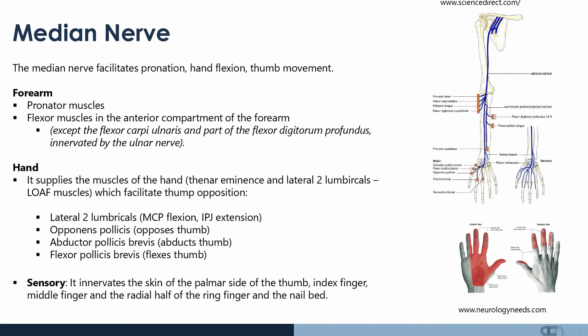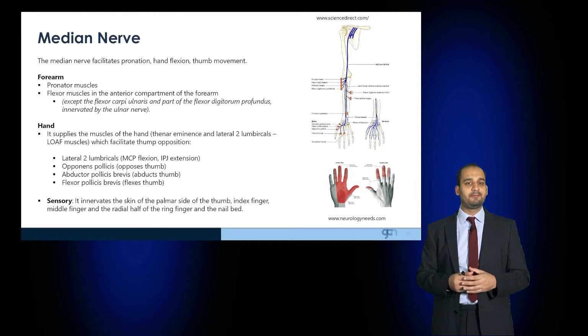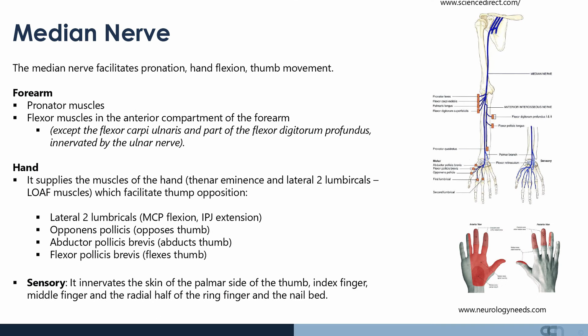These include the lateral two lumbricals, which are involved in metacarpophalangeal flexion and interphalangeal extension, the opponens pollicis, which facilitates the opposition of the thumb, the abductor pollicis brevis, which abducts the thumb, and the flexor pollicis brevis, which flexes the thumb. The median nerve has a specific area of sensory innervation. It innervates predominantly the skin of the palmar side of the thumb, index finger, as well as the middle finger, and the radial half of the ring finger and the nail beds.